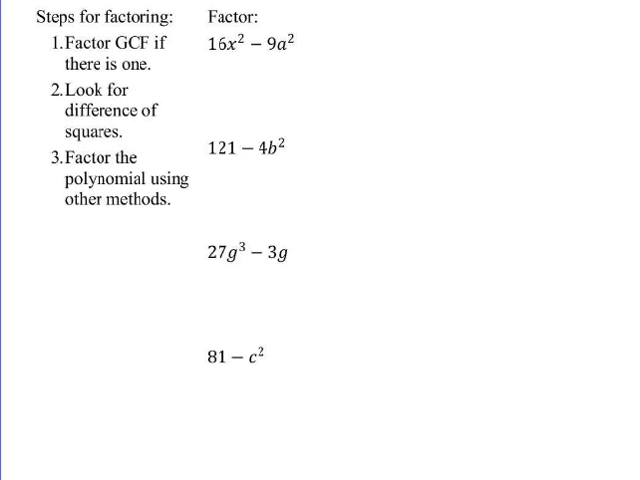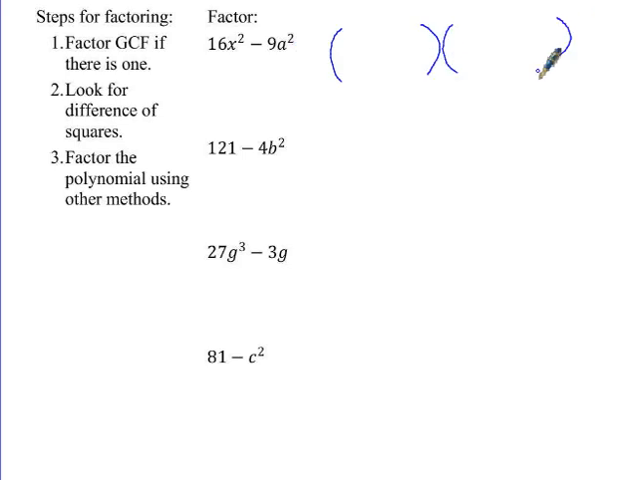All right. So steps for factoring: look for a GCF if there is one. As usual, that's always step 1. Look for a difference of squares. If you only have two terms, you might have a difference of squares. Factor the polynomial using other methods if you don't have a difference of squares. So, first of all, factor this one. Do we have a GCF here? There is no GCF. Is 16x squared a perfect square? Is 9a squared a perfect square? Yes. Are we subtracting these two things? Yes. So we actually have the difference of two squares sitting here, which means I can write parentheses, parentheses.